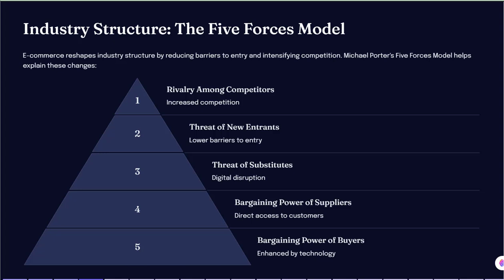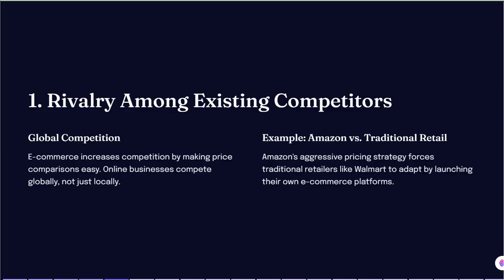Threat of substitutes. Digital disruption has introduced new substitute products and services. Bargaining power of suppliers. Suppliers now have more direct access to customers. Because they have more direct access to customers, they can reduce their dependence on traditional distributors. And number 5 is the bargaining power of buyers. Technology has enhanced the buyers' ability to compare options and negotiate better terms. So we look at the details of the 5 forces of the market.